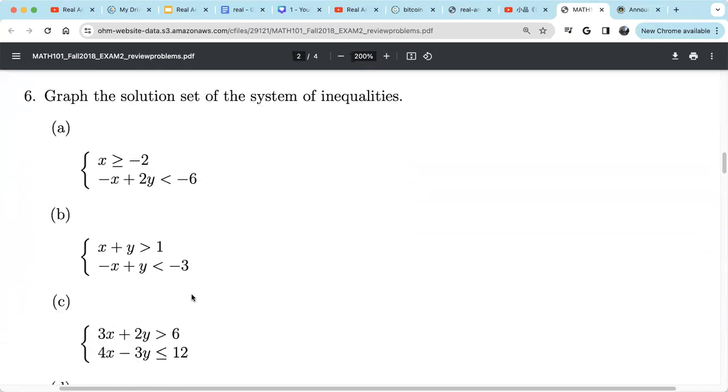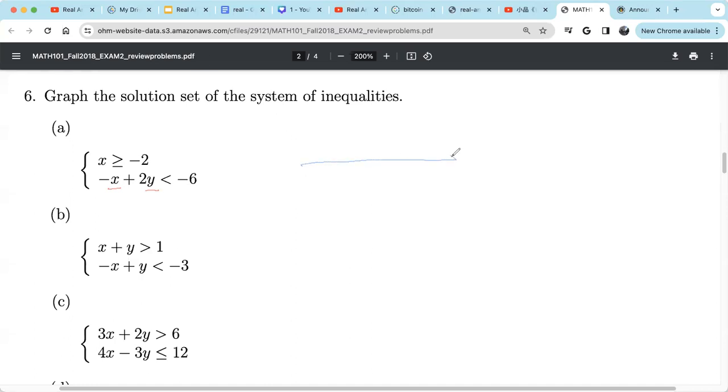Now, it's still inequality. The first one has one variable, just x, but we're still in two-dimension world. Why? Because you see the second one, we have x, we have y. So we do the same thing. The first one is saying x greater than or equal to negative 2. Well, let's graph that. Let me change my color to be blue again.